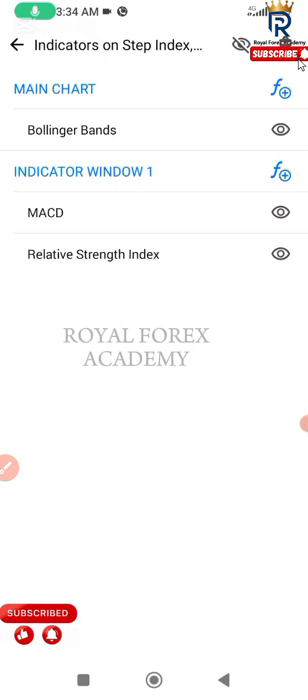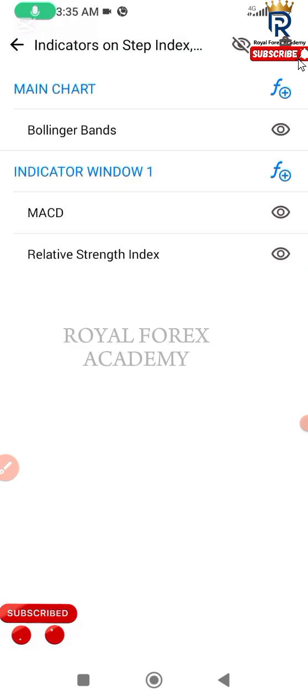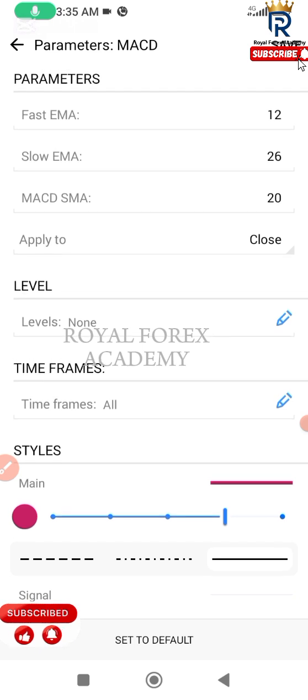On our main chart, the first indicator is our Bollinger Band, and it is period 20. The deviation is 2.0, the shift is 0, and you apply to close. Then we have our MACD indicator. Fast EMA is 12, slow EMA is 26, MACD SMA is 20. You apply it to close.